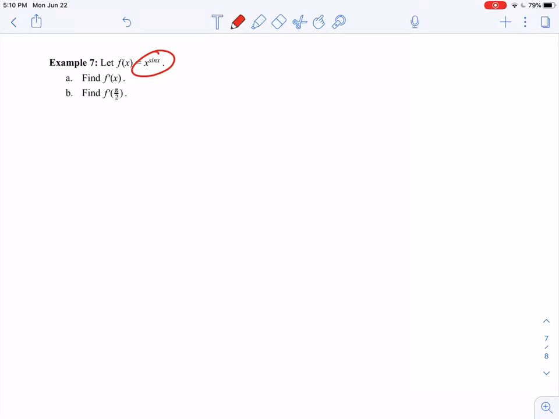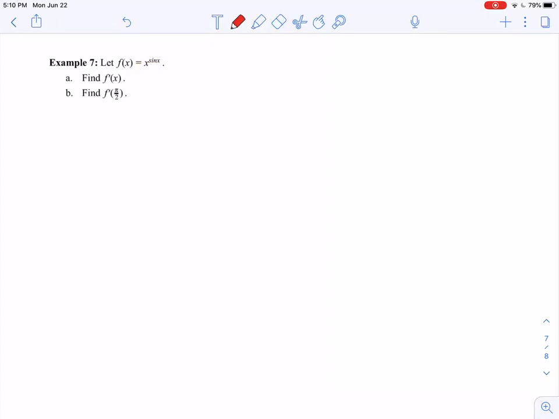X to the sine of x power, that's going to be a power rule. And I'll say, well, hold on a minute there, guy or girl. Look at that power. It's sine of x. You can't use the power rule because sine of x is not a constant. We can't do that. There's really not a great way to deal with that right-hand side.